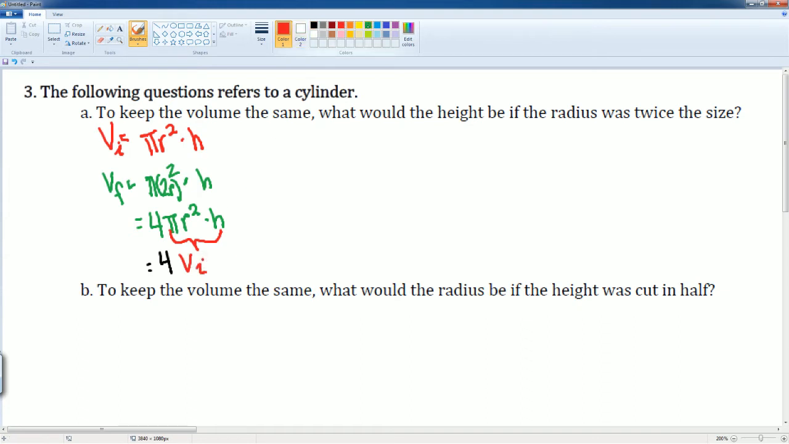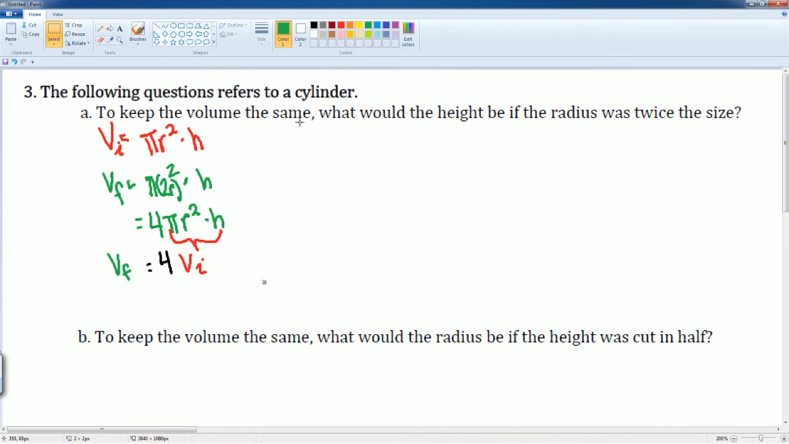So this is just 4 times the original volume. So what you can say here is that the final volume is 4 times the initial volume. But take a look. We want to keep the volume the same. So to keep it the same, you would have to divide by 4 to the other side. Here, it's kept the same. So to keep it the same, there is a division of 4 that happens.